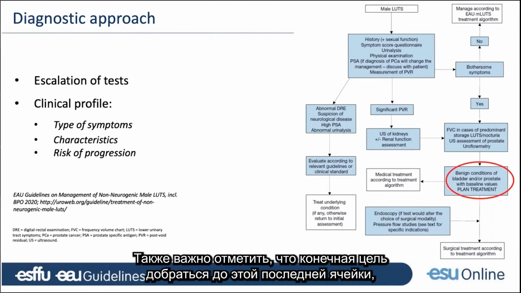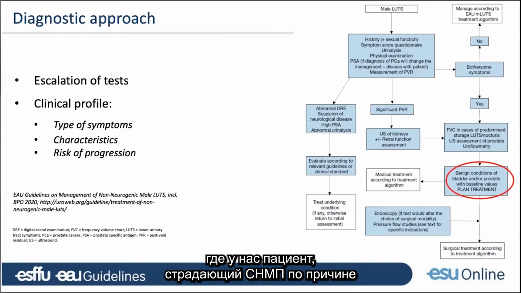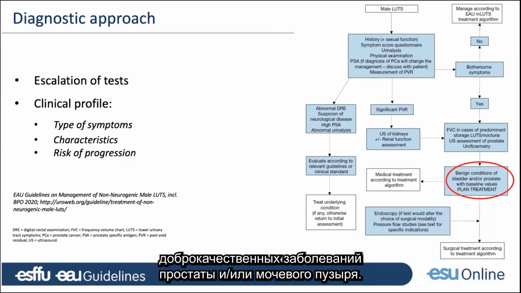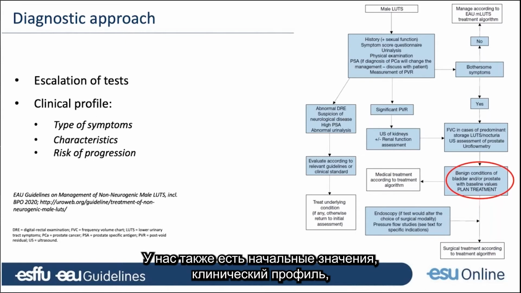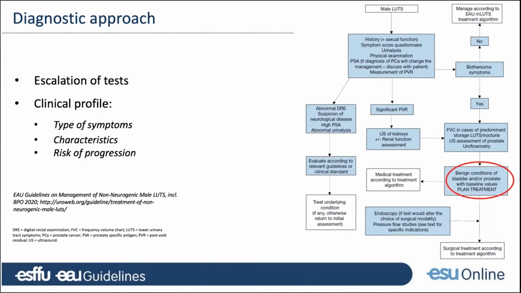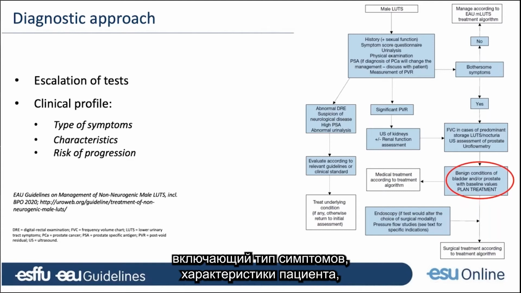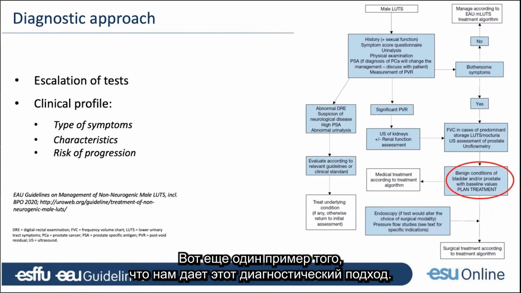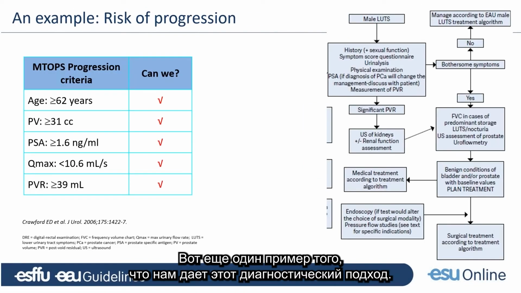It is also important that the ultimate goal is to reach this last box where we have a patient suffering from LUTS because of benign conditions of the prostate and or the bladder. And in addition to that, we have the baseline values. We have the clinical profile, meaning the type of symptoms, characteristics of the patients, but also an estimation of the risk of progression.